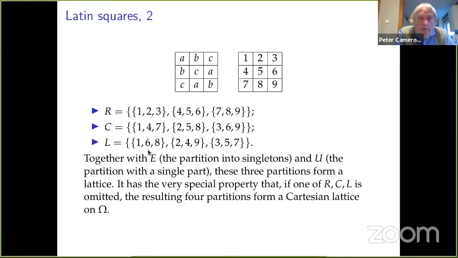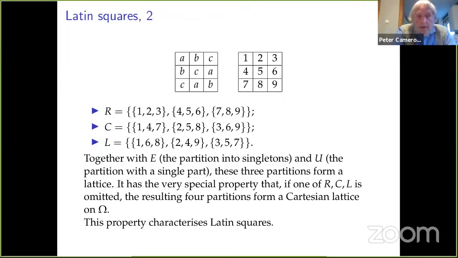And if you take those three partitions, add in the partition into sets of size 1, which corresponds to the equality relation, and the universal partition, the one right up at the top with a single part, then you will get a lattice of partitions, a sublattice of the partition lattice. Because if you take R, C, and L, the meet of any two of them is E, and the join of any two is U. So there is a lattice. And in fact, if you leave out the letters, so you just have the rows and columns, this is a Cartesian lattice because it's the n equals 2 Cartesian lattice.